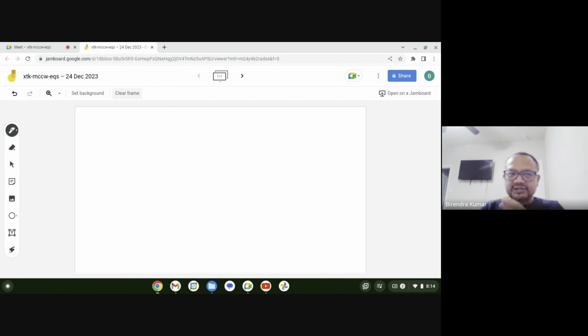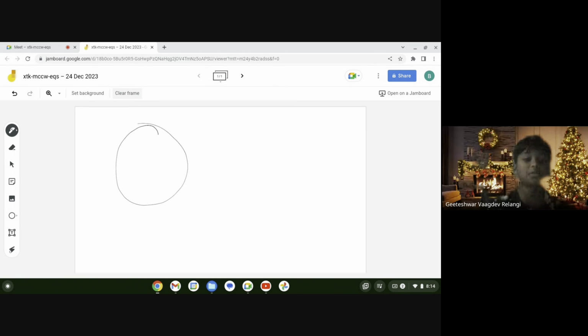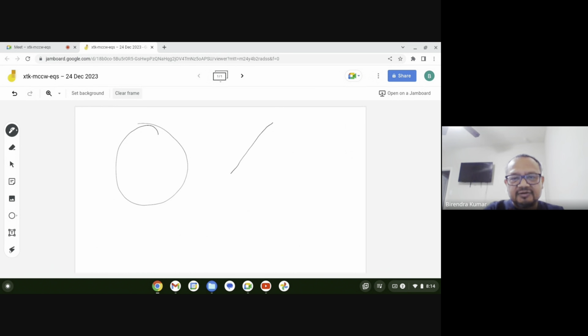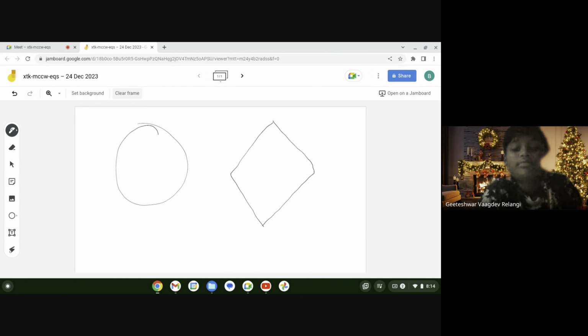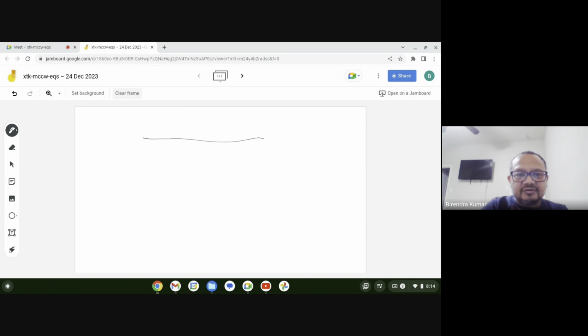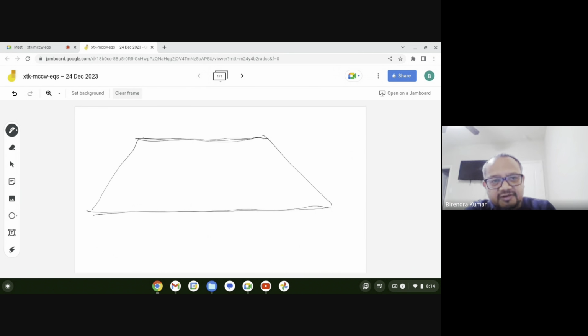So this is this one. You know this? Circle. Yeah. Rhombus. When only two sides are parallel, do you know what that is called? It's called a trapezium or trapezoid.